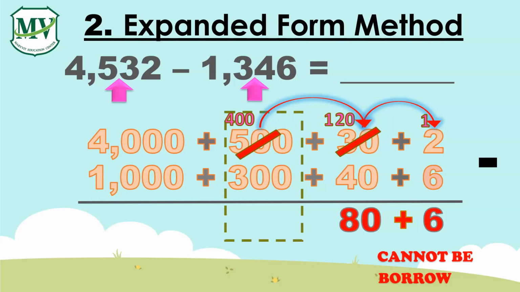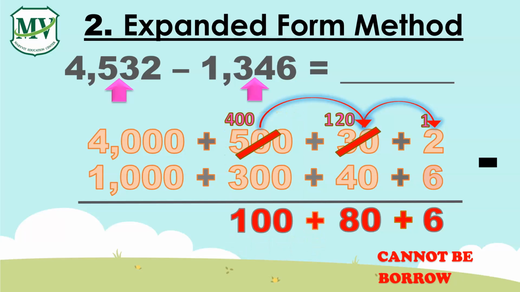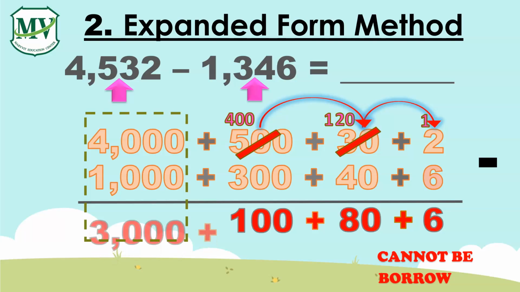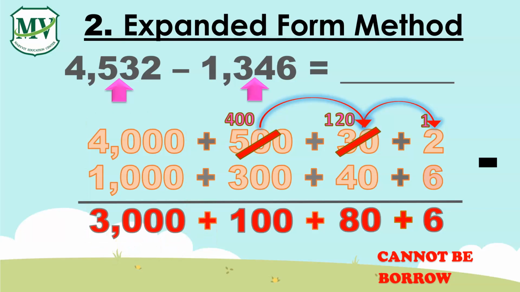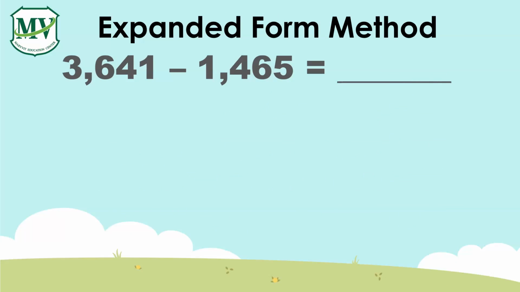Next, step 3. Subtract the hundreds. 400 minus 300 is 100. Last step, step 4. Subtract the thousands. 4,000 minus 1,000 is 3,000. Therefore, 3,000 plus 100 plus 80 plus 6 is the expanded form of our answer, 3,186. Let's try another example using this method.